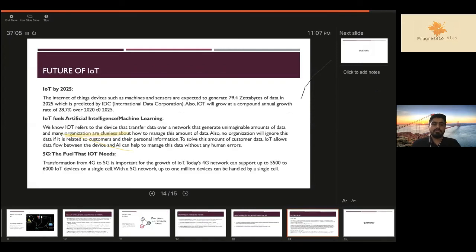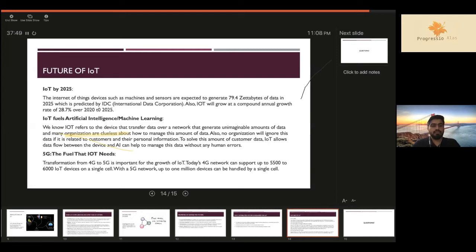So the last topic to cover would be the future of IoT. If we see that the Internet of Things, the devices such as machines and sensors, are expected to generate 79 zettabytes of data by 2025. This prediction comes from IDC, the International Data Corporation. And the projected annual growth rate of IoT devices is around 28.7 percent. So you can imagine how this field is going to grow by 2025, that is, the next 5 years.